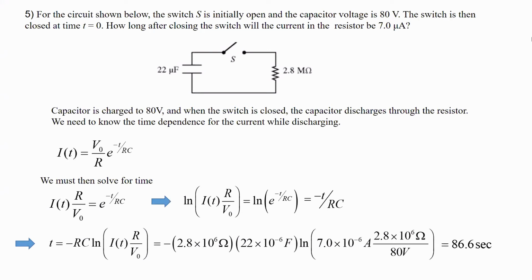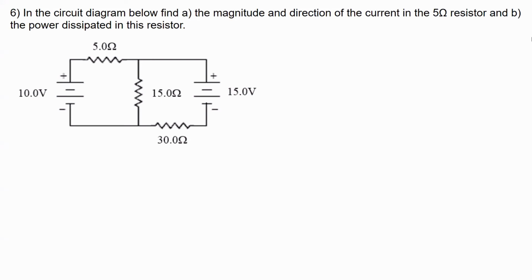Okay. Number 6. All right. Double loop. This is not a bad problem, actually. Things tend to cancel out. So in this circuit diagram below, first what we want to do is just find the magnitude and direction of the current in the 5 ohm resistor, which is here, and then the power dissipated in that resistor. All right, so we have 2 power supplies, 10 volts, 15 volts, and then we have these 2 other resistors, 15 ohms and 30 ohms.